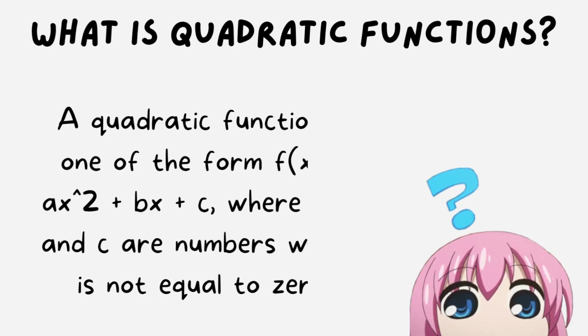First and foremost, what is a quadratic function? A quadratic function can be defined as one of the form f(x) equals ax² plus bx plus c, where a, b, and c are numbers with a not equal to 0. This means that in the equation, the constant a will always have a value, no matter if it is in negative or positive form. But why does this happen?